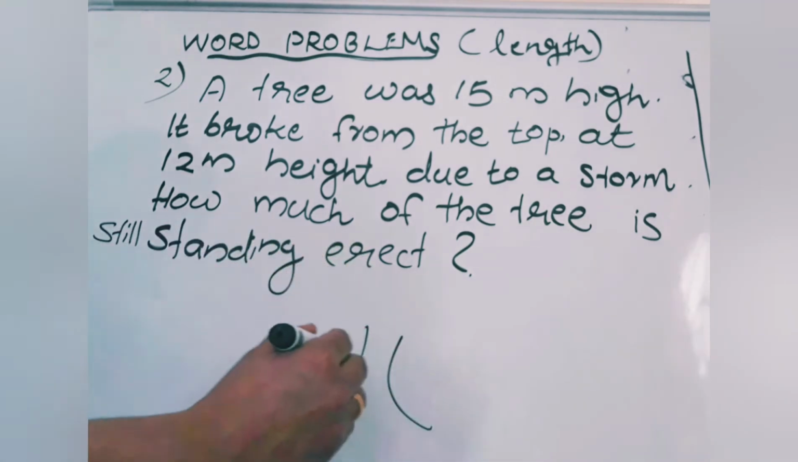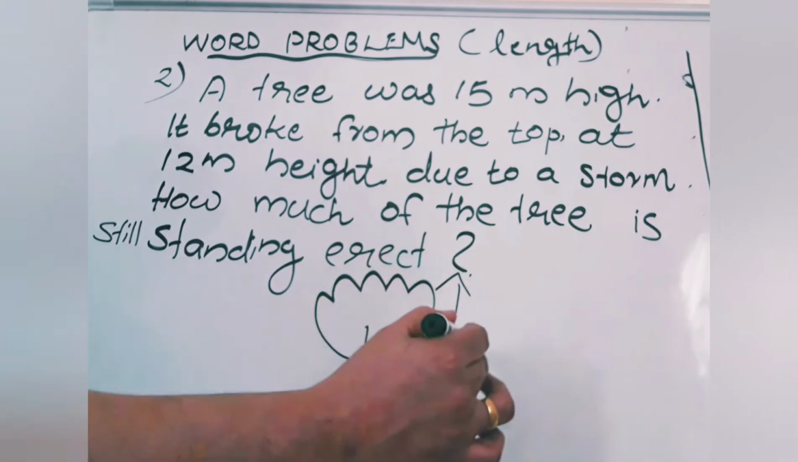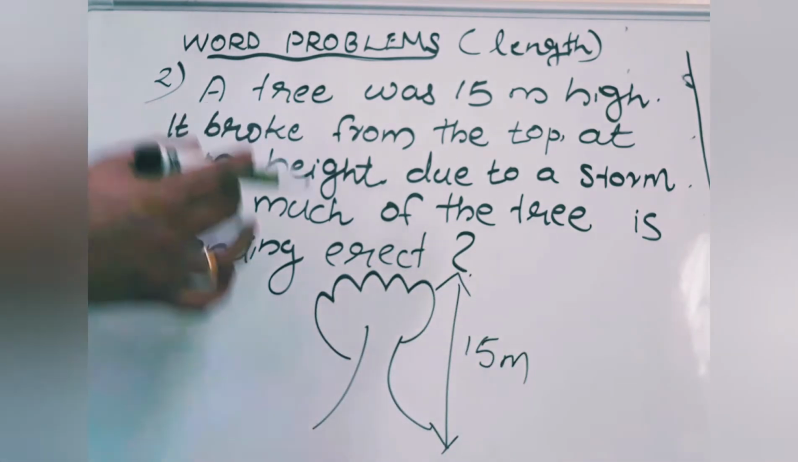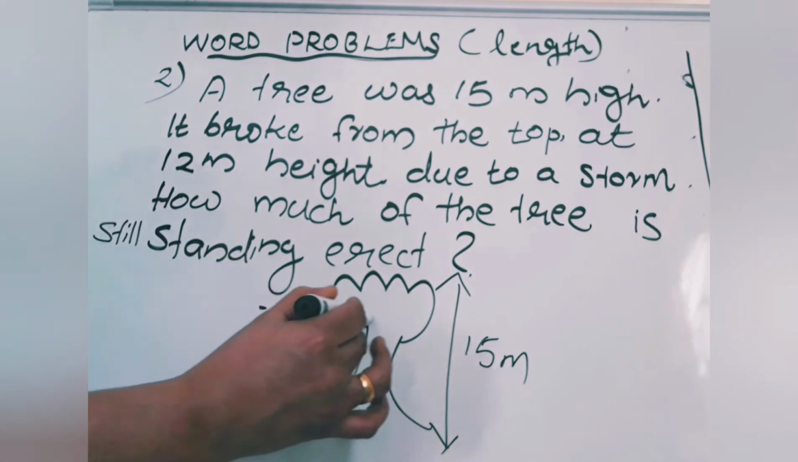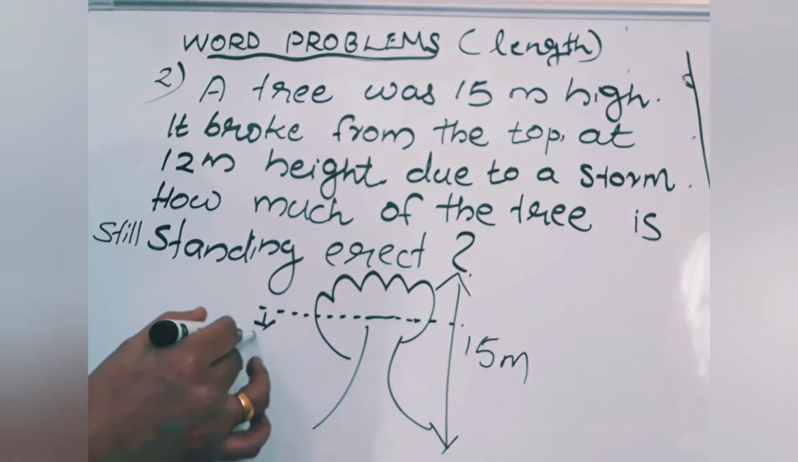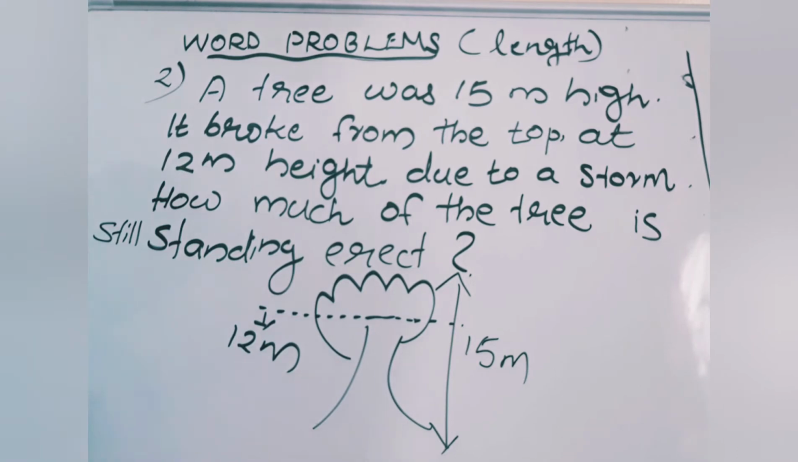Let us draw a tree. Okay, suppose this is the tree. Total length is how much? 15 meter. It broke from the top at 12 meter height. Suppose this is 12 meter height. Till here it is having 12 meter height. So this much is 12 meter height. How much of the tree is still standing erect?